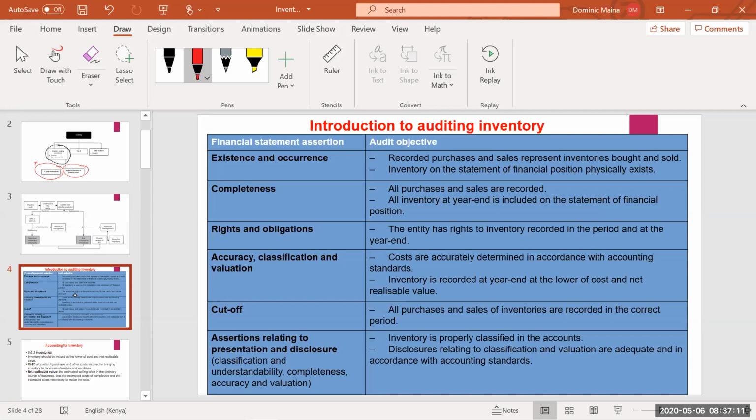Valuation, of course, as per the requirement of IAS 2. What does it say regarding how we ought to value inventory? What does IAS 2 say regarding how we value inventory?